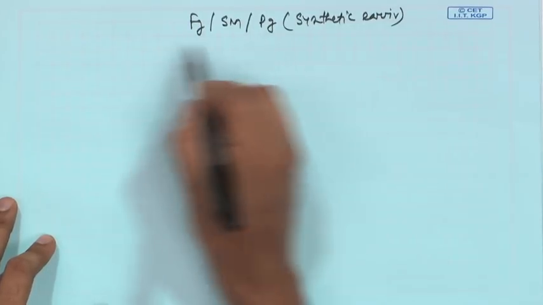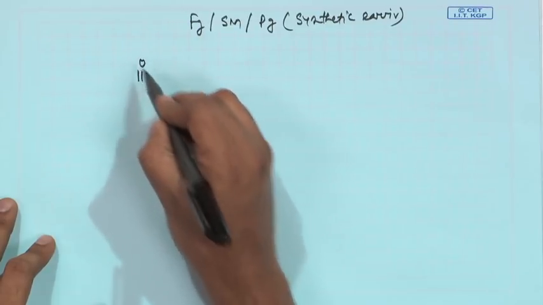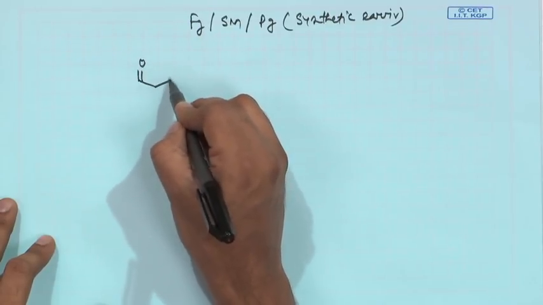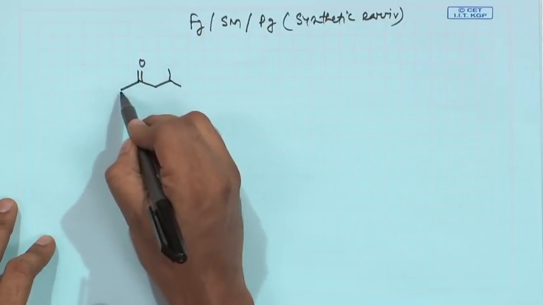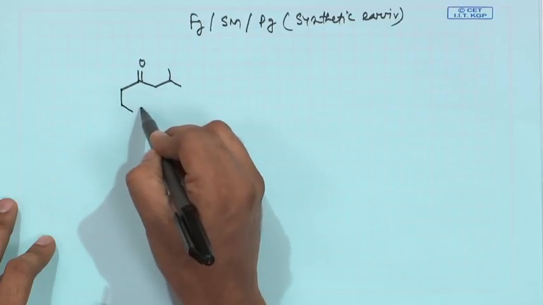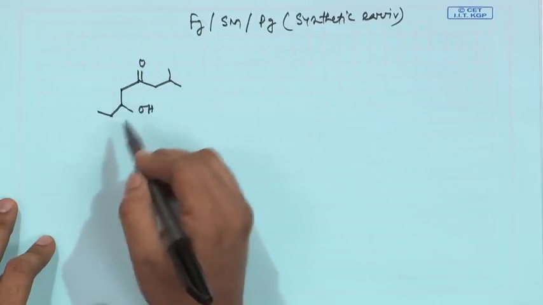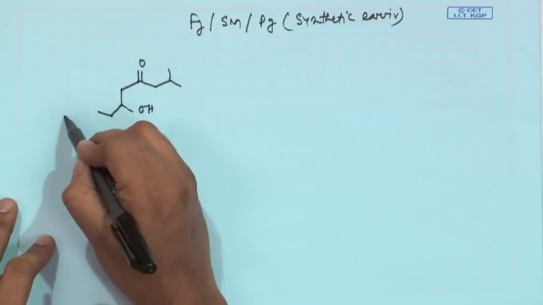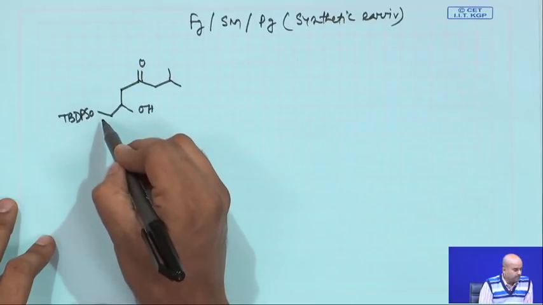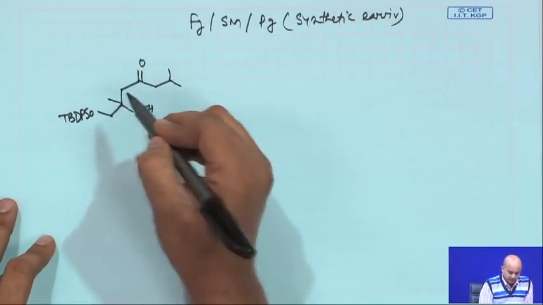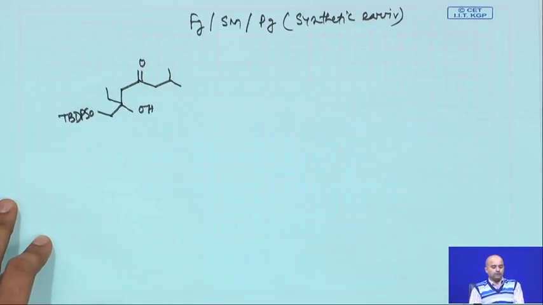So, all these strategies have been combined. Now, the target molecule which I am drawing now, the structure is having a quaternary carbon, it is having an OTBDPS here, and this is having an ethyl group.